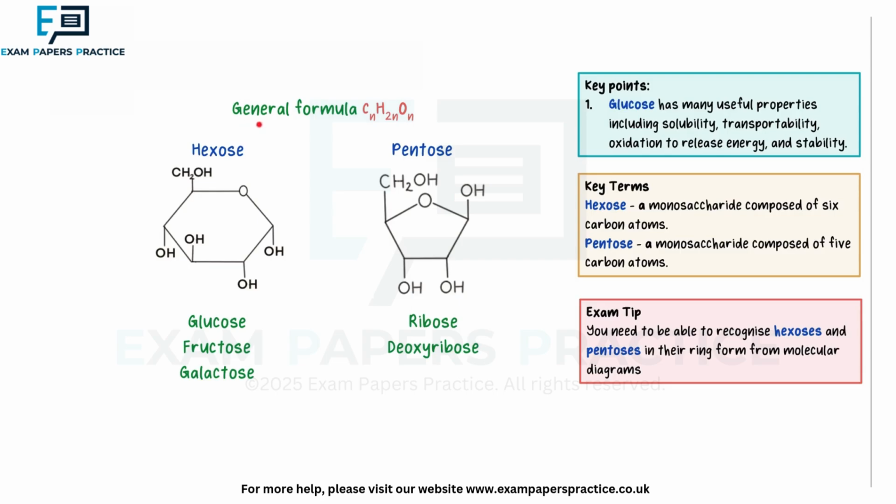They have the general formula CnH2nOn. Hexoses, for example glucose, fructose and galactose, contain 6 carbon atoms. Pentoses, for example ribose and deoxyribose, have 5 carbon atoms.